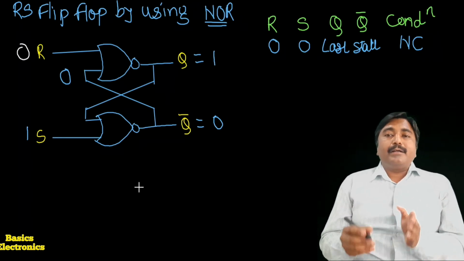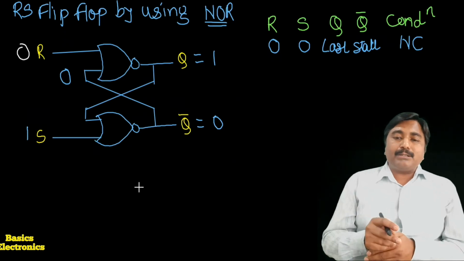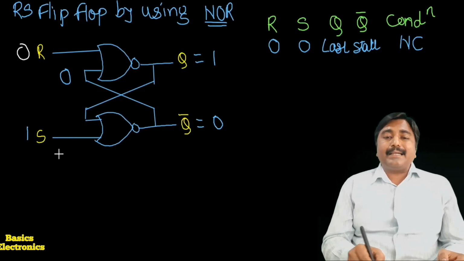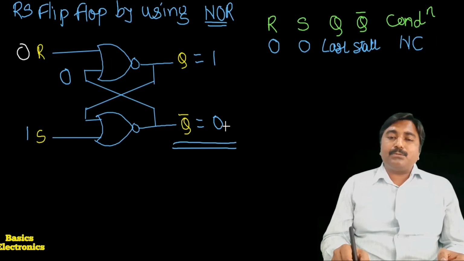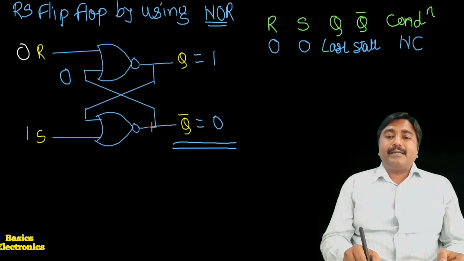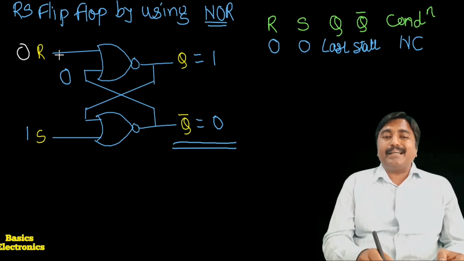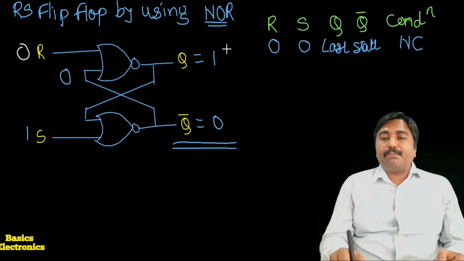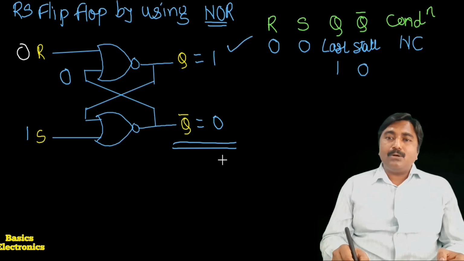What we got here, when we apply the input R equals 0, S equals 1: due to S equals 1, the output of the lower gate is 0, and this Q bar is applied as an input to the upper gate. Now, due to application of Q bar, which is equal to 0, both the inputs of the upper gate are low, 0, 0, and it produces a high output. Means we got Q equal to 1 and Q bar equal to 0.